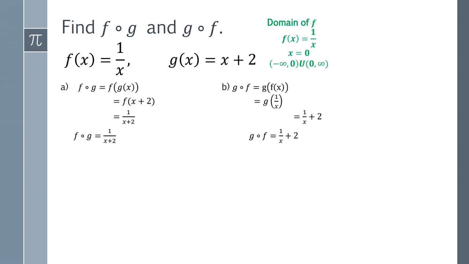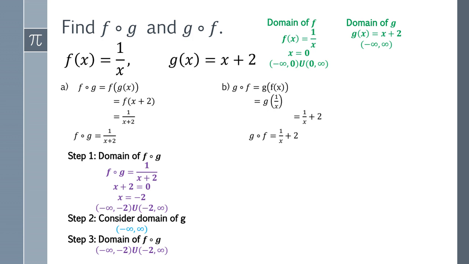Okay, so let's look at the domain of 1 over x. For this function, hopefully we see that I cannot use 0 in the denominator. So my domain is from negative infinity to 0 and from 0 to positive infinity. Now, what is the domain for x plus 2? That is neither a fraction or a square root or a log. So my domain is from negative infinity to positive infinity.